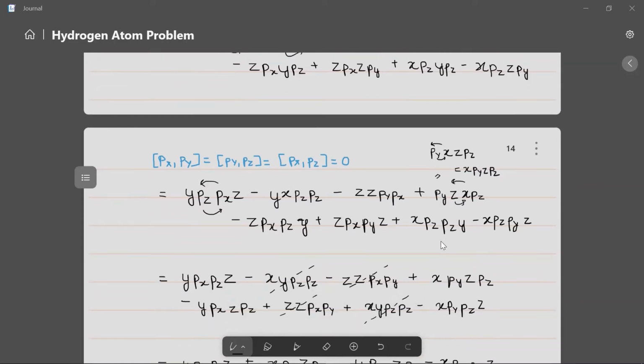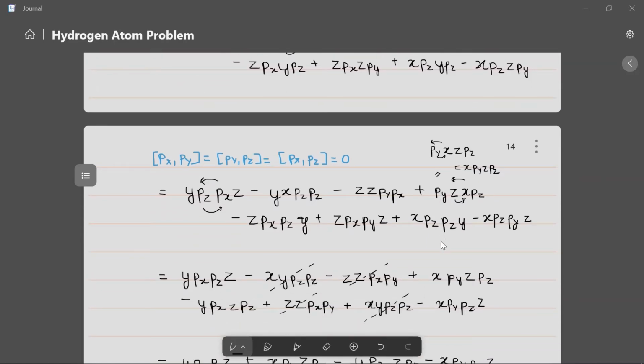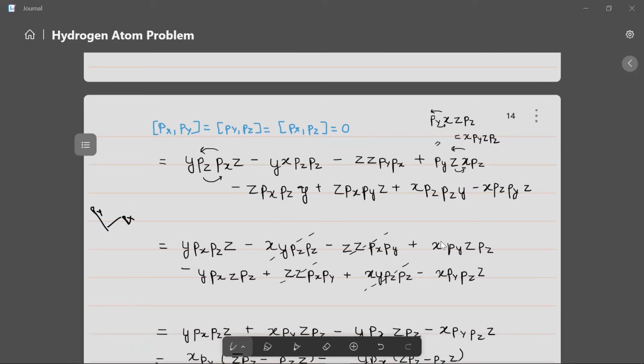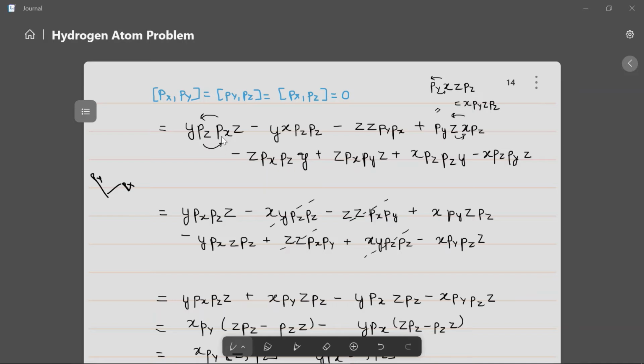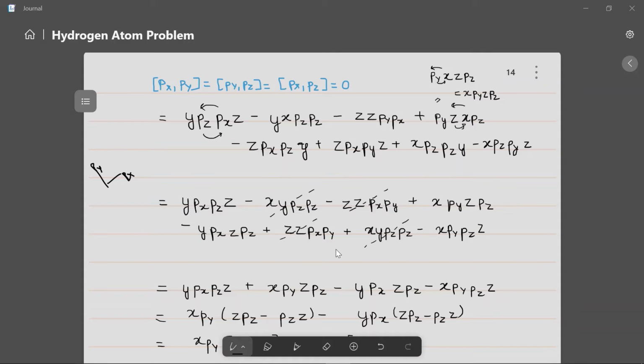Another point to be noted is that momentum along x and momentum along y can be simultaneously measurable, so they commute. So px py, py pz and px pz, they all commute. So you can change the order in which they are written as well. So pz px can be shuffled and written as px pz, and similarly for other terms. Why are we doing it? We do it because we'll get common terms here which will help us cancel them. So we'll cancel the terms.